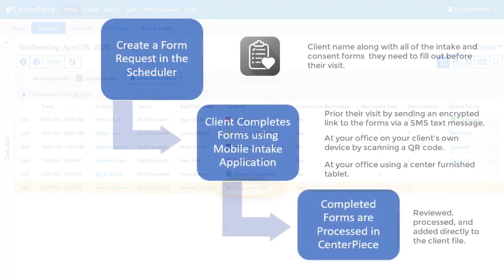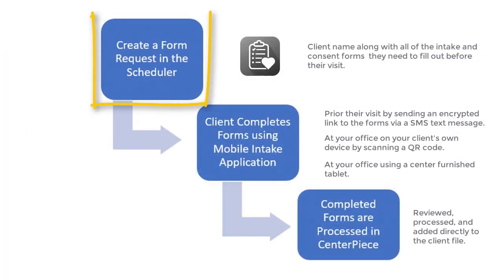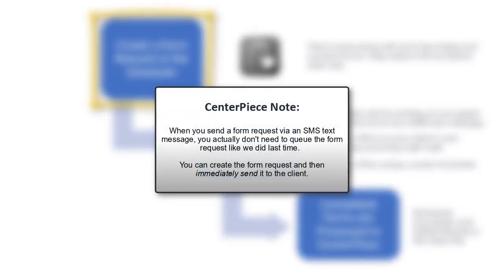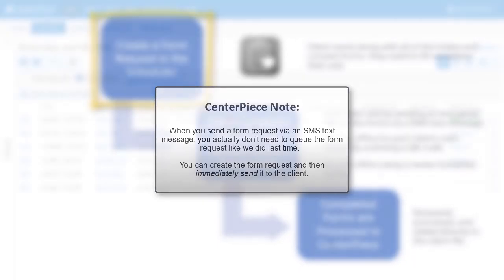Now I'm actually going to walk through the process of creating a form request again, even though I just showed you that, because when you send a form request via an SMS text message, you actually don't need to queue the form request like we did last time. You can create the form request and then immediately send it to the client. So let's go ahead and walk through this real quick.